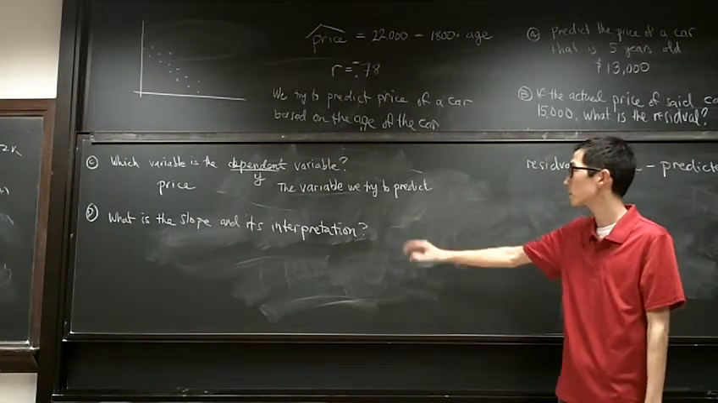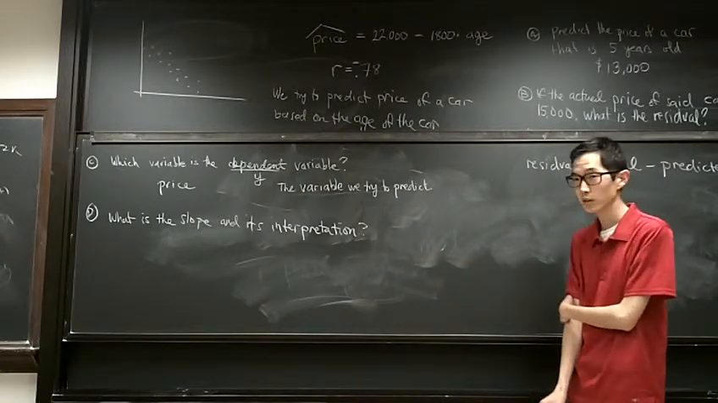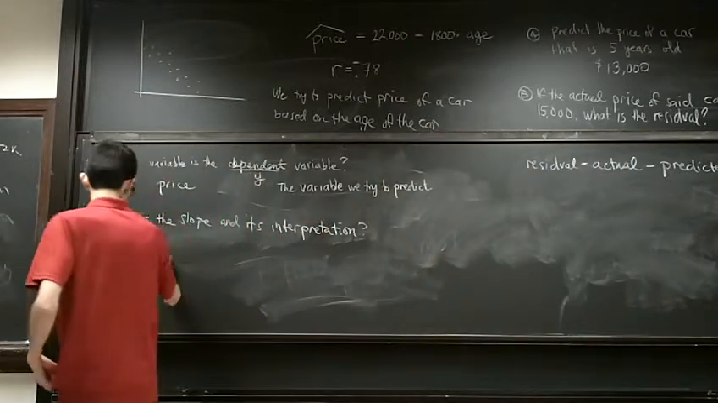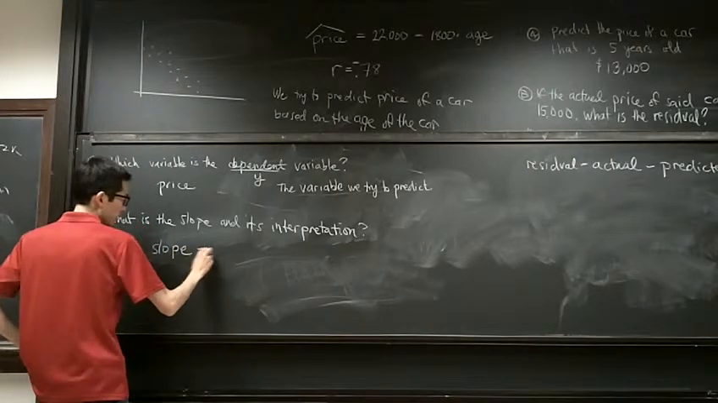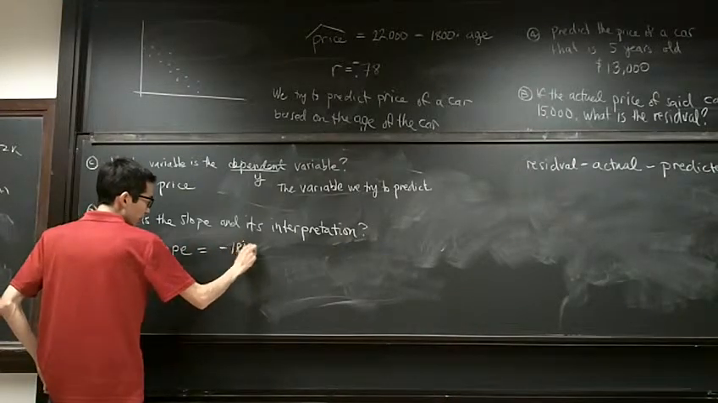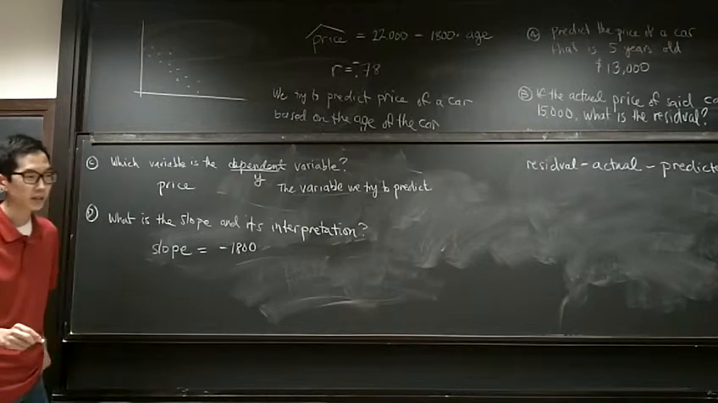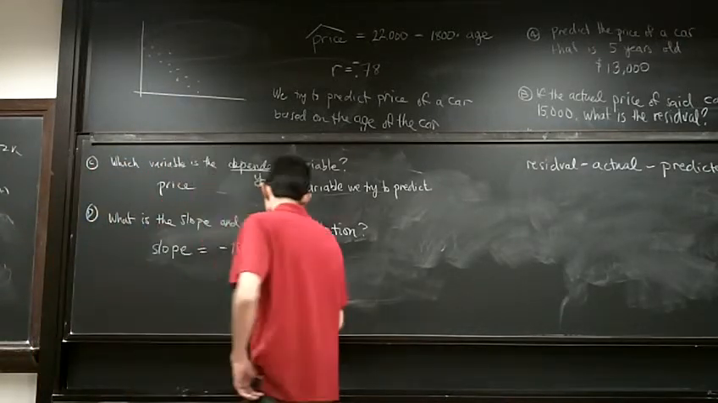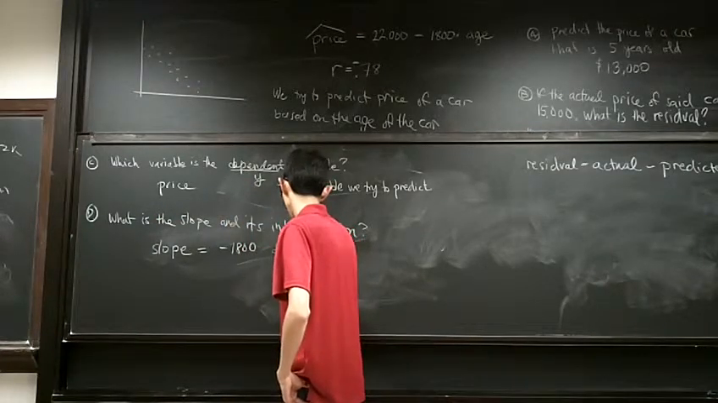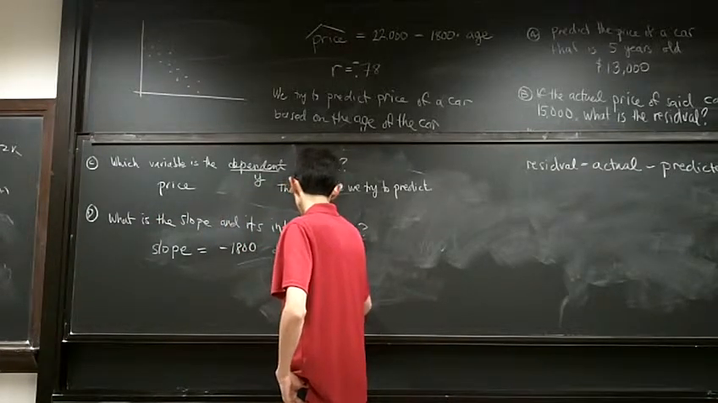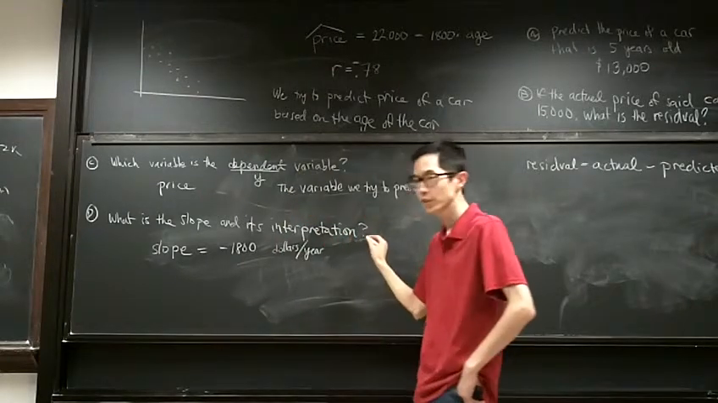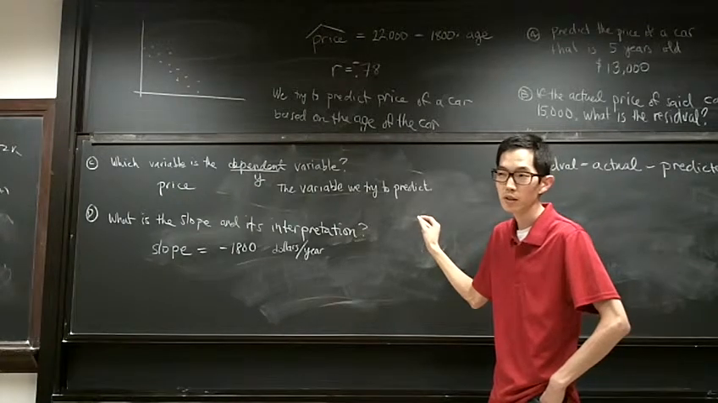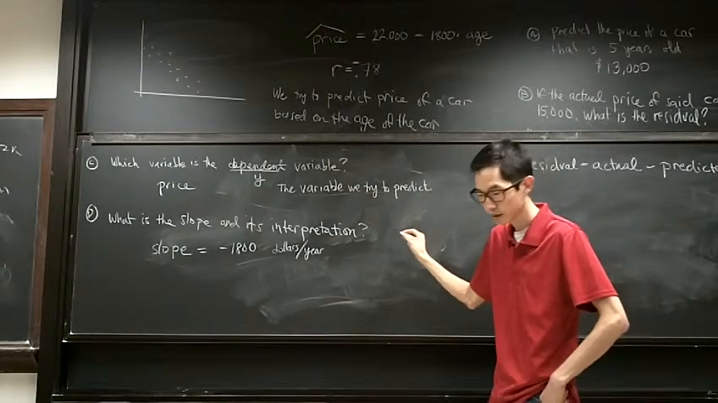All right, what is the slope and its interpretation? Our slope is negative 1,800, and it's negative 1,800 what? Dollars per year. And what does that mean? The interpretation is that for every additional year of age, the price goes down.